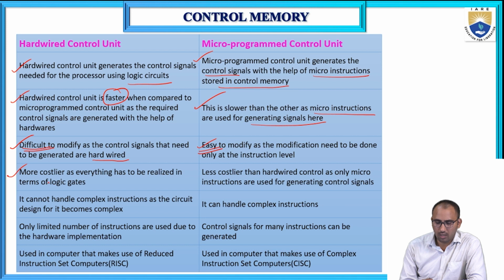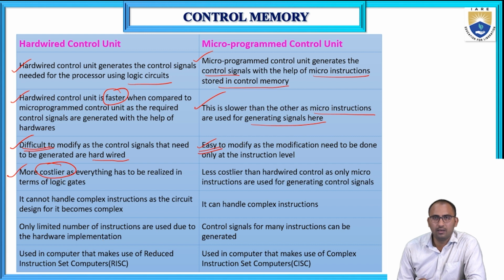Next, cost. The hardware control unit is more costly because we require more hardware in order to implement it. The microprogrammed control unit is less costly because here we don't require extra hardware. We only generate the timing and control signals with the help of the microprogram. That's why it is less costly.